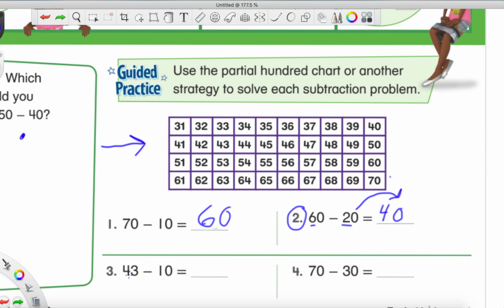All right, next I'm going to let you guys try number 3 and 4 completely on your own, all right? Try those two completely on your own, and then we'll go over it together again really fast.